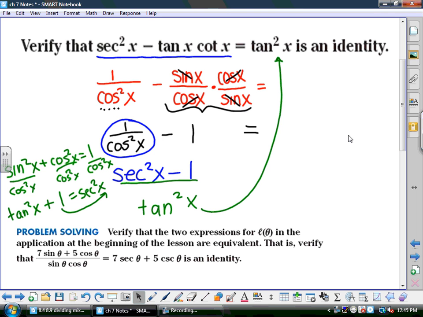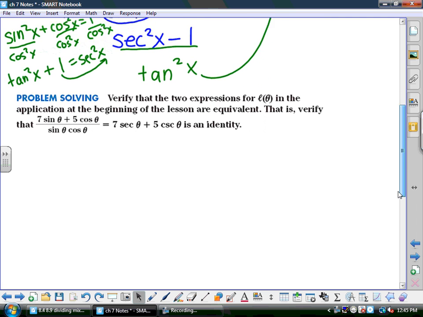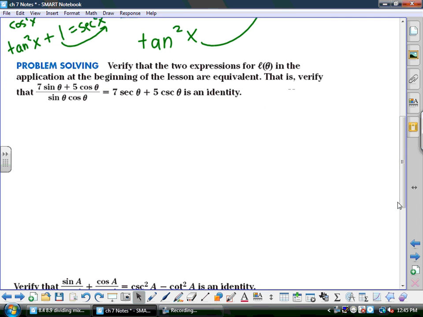Let's look at a second example together. This one says problem solving, but it's really not problem solving. It's really the same thing that we just did. It says verify the two expressions in the application at the beginning of the lesson are equivalent. That is, verify that 7 times the sine of theta plus 5 times the cosine of theta, all divided by sine theta cosine theta, really does equal 7 secant theta plus 5 cosecant theta.